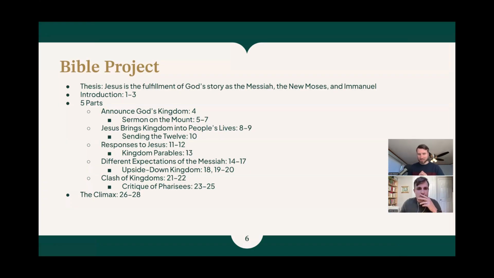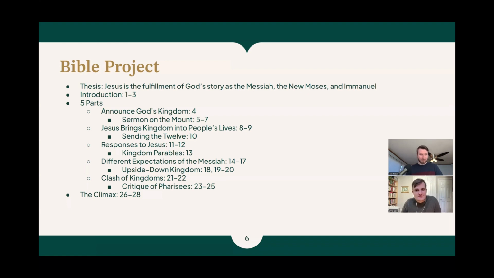Okay, so here is an outline of the Gospel of Matthew according to the Bible Project. Their presentation of it is way more attractive, with their cartoons and stuff. But really, all that it is, is an outline of the book.